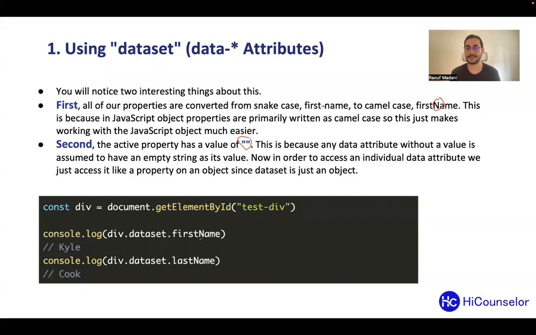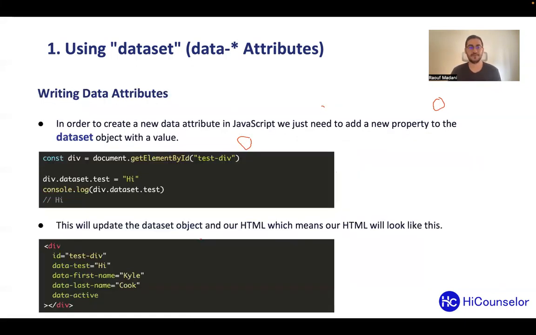Now, in order to access an individual data attribute, we just access it like a property on an object, since dataset is just an object, as you see here in our example. So this is how we access our data attributes via JavaScript. It's pretty easy. Let's move on to the next title, which is writing data attributes in JavaScript.